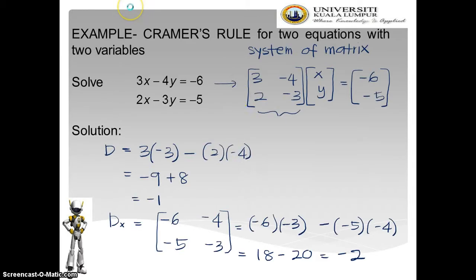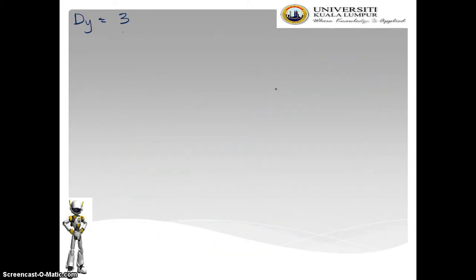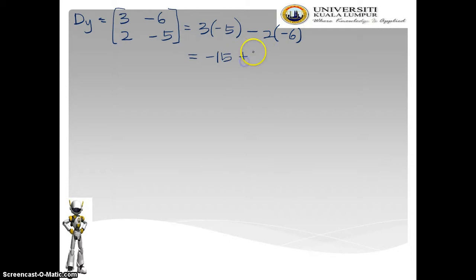Then we have to find Dy, because we have two variables here. For Dy, we replace the second column with the value column, so that we get 3, 2 for the first column, and negative 6, negative 5 for the second column. Find the determinant of that: 3 times negative 5 minus 2 times negative 6. Then we get negative 15 plus 12, which gives negative 3.